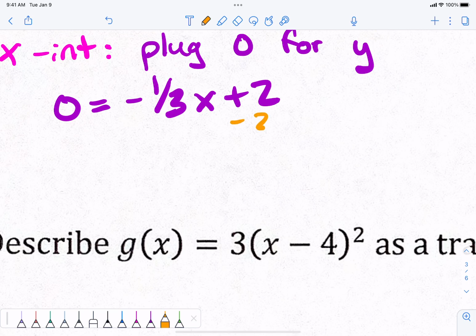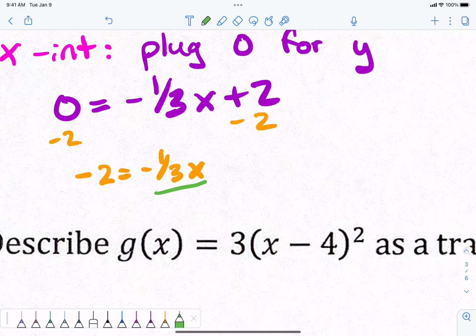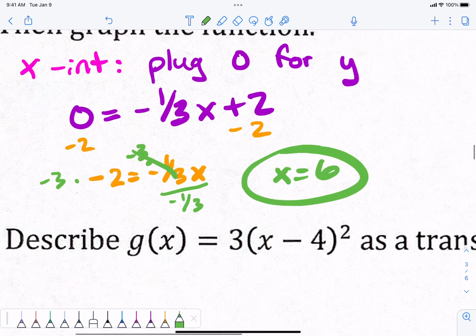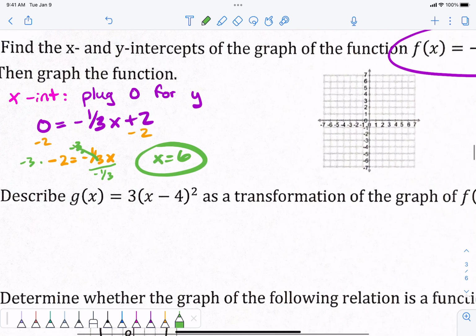Subtract 2 from both sides. Negative 2 equals negative 1/3 x. And then divide by negative 1/3, which is the same thing as multiplying by negative 3. Negative 2 times negative 3 is positive 6, because two negatives make a positive. So x equals 6. We plot 6 on the x-axis. That's the x-intercept.